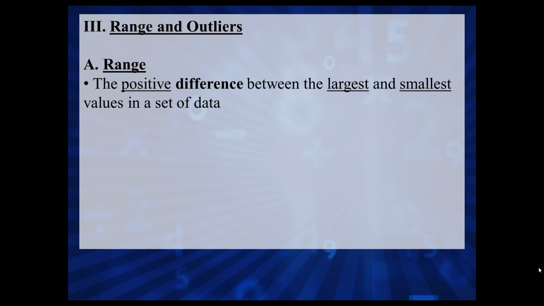The range in a data set is the positive difference between the largest and smallest values in a set of data. Usually the way we want to calculate range is when we're given a set of data, we want to write it in ascending order, so from the smallest value to the largest value. Then if we take the largest value and subtract the smallest value, that is what the range is. And as long as we go largest minus smallest, we're always going to get a positive difference.